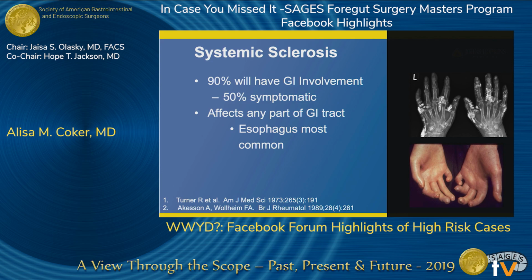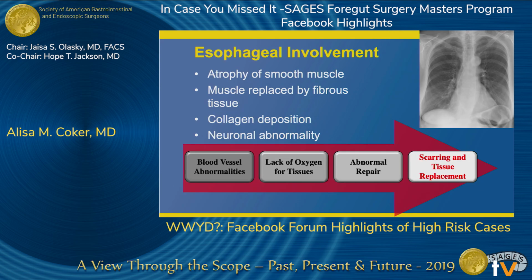tissue. 90% of patients will have GI involvement, which can be present anywhere in the GI tract, but the esophagus is most common. About half of those patients will be symptomatic. We see atrophy of the smooth muscle in the lower 2/3 of the esophagus and the lower esophageal sphincter. Muscle is replaced by fibrous tissue, and there's increased collagen deposition in the lamina propria and submucosa. The dysfunction is likely more related to neuronal abnormalities that are observed as well.